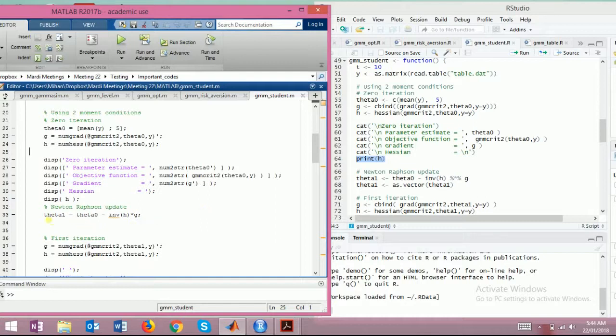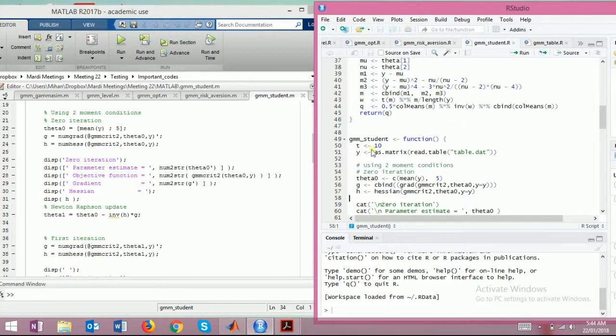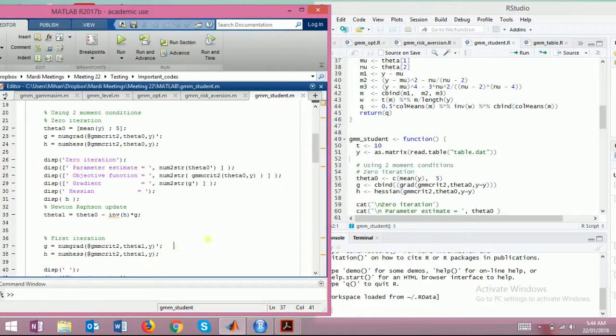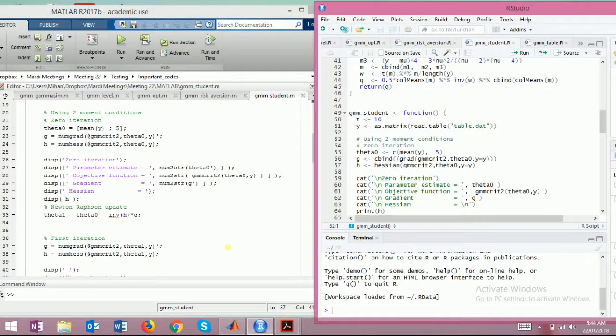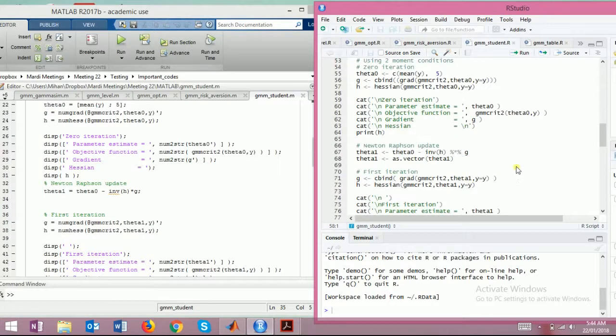Then updating. Where I'm updating theta1, just like before, I need to mention it as a vector. Theta1 must be represented as a vector. If you are including, suppose, a variance decomposition matrix and you don't convert that table into a matrix, then you might get an error while running the functions. So it's good to know which one is a vector and which one is a matrix, and specify that in your programming.